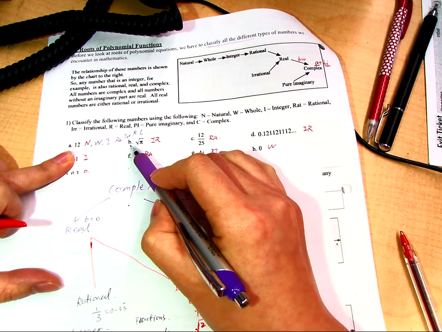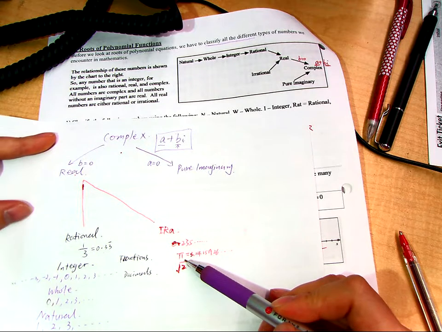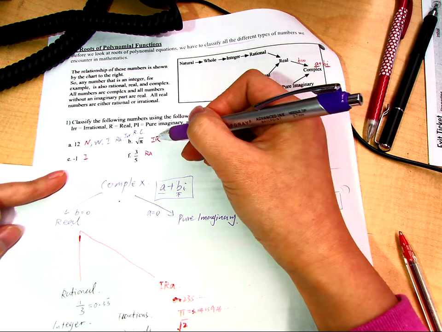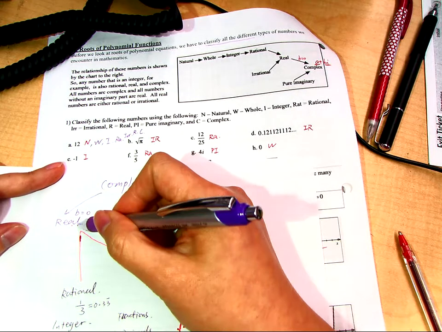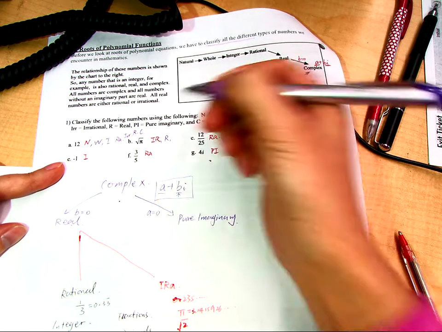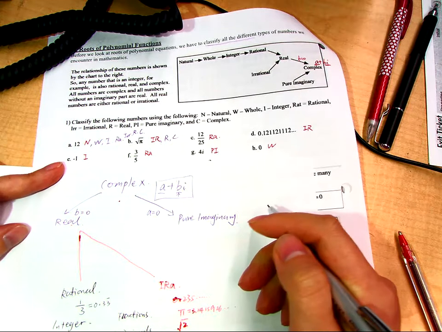And for b, that's the square root of pi. As long as pi is irrational, that means this number is irrational. If it's an irrational number, that means it's also a real number. If it's a real number, that means it's also a complex number.